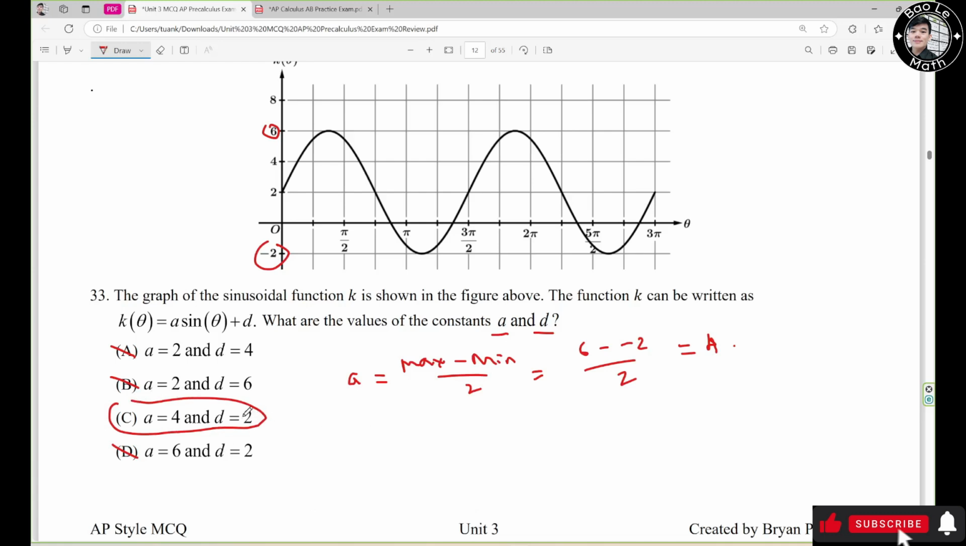Now you need to verify D, right? So D equals maximum plus minimum divided by 2. So which means 6 plus negative 2 divided by 2. It's going to be 2, right?